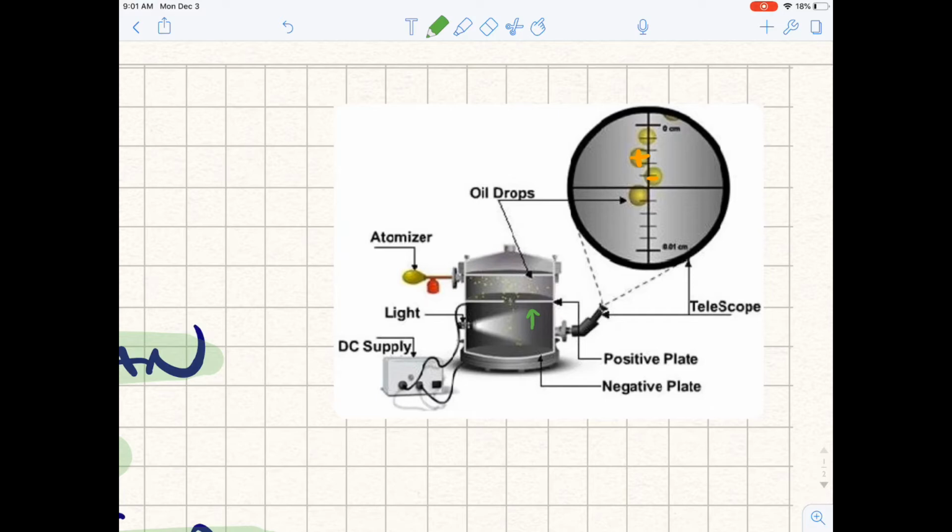Now, in order to make that potential difference exactly what it needs to be, we adjust the DC power supply. We adjust the potential difference to make an oil drop hover. Let's take a look at the math to see how that all fits together.